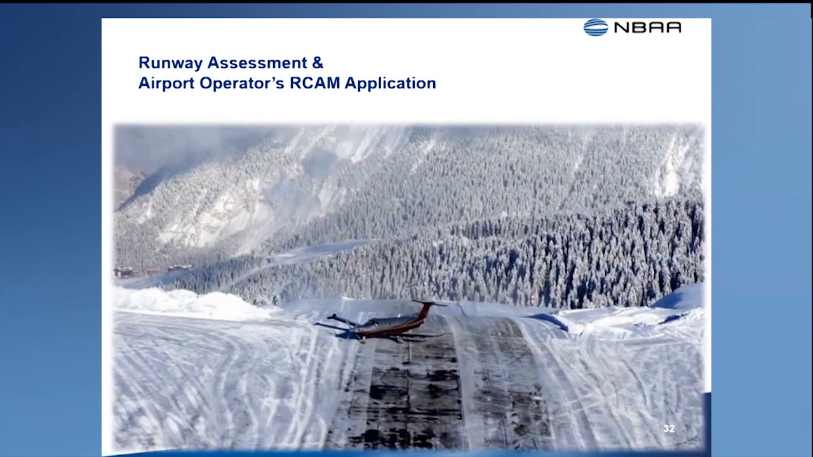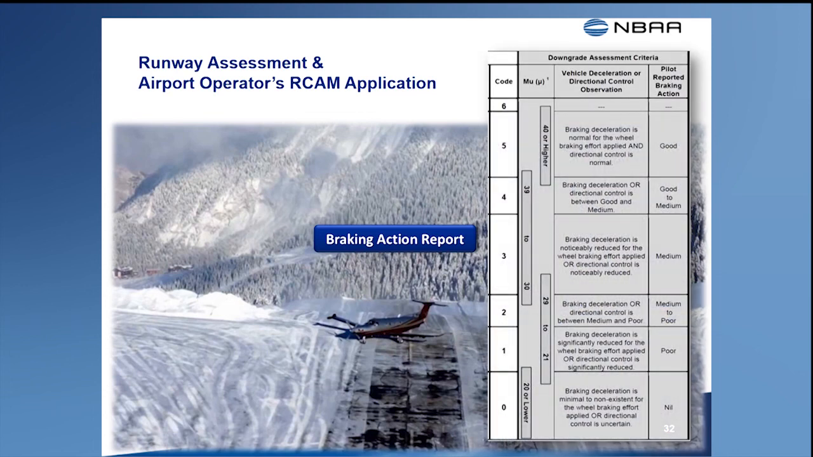After NOTAM Manager assigns the runway condition code, the airport operator may need to downgrade the assigned code because of what he or she sees or because of pilot braking action reports that show a more slippery condition. The RCAM downgrade assessment criteria helps airport operators make that determination. In our example, the airport operator has received two recent pilot reports from landing aircraft of poor braking action in the rollout zone. These poor braking action reports show the rollout zone is slipperier than suggested by the assigned code of 3, which is generated by the NOTAM Manager.